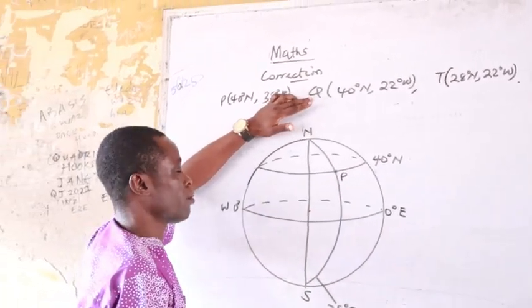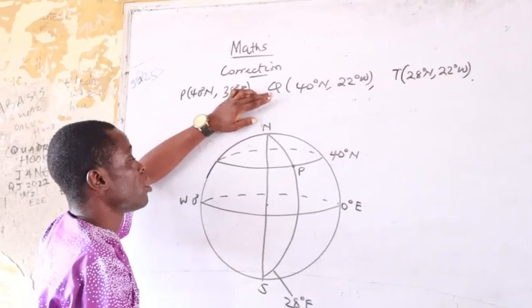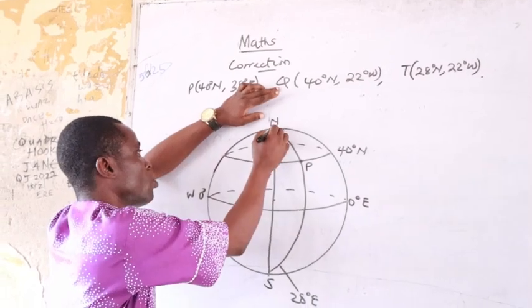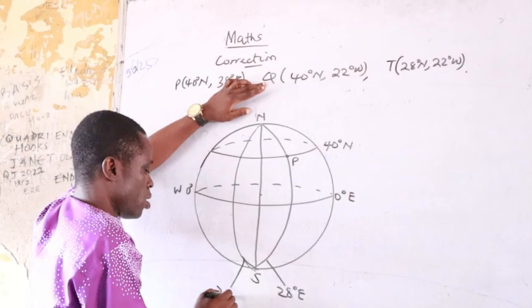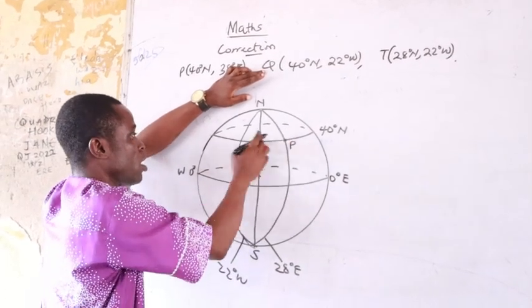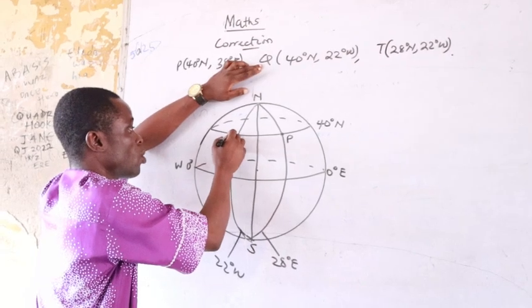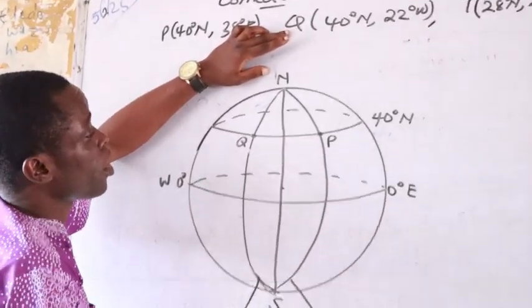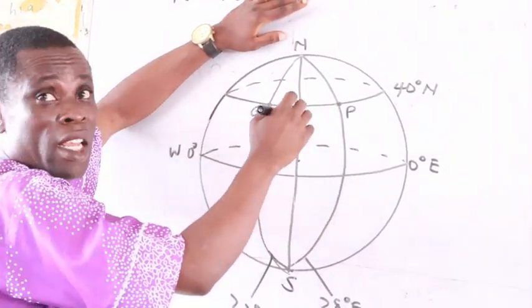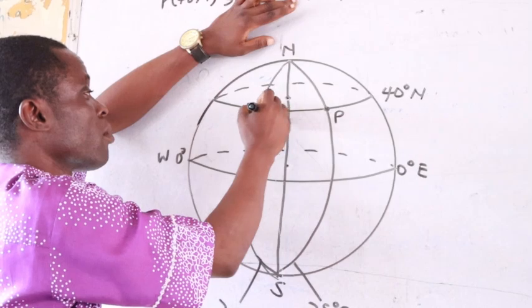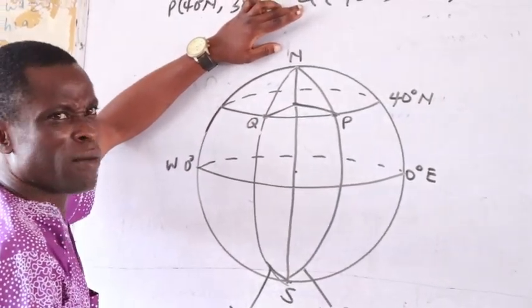Then Q, 40 degrees north again. You don't need to draw another one. 22 degrees west. This is west. This is a latitude and this is a longitude. This is the point of intersection, and this point is what? Q. Then this latitude is a small circle. The center of this latitude is here. Join this to this and to P.